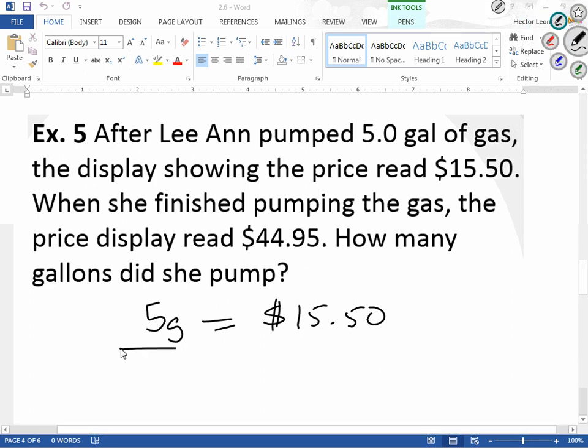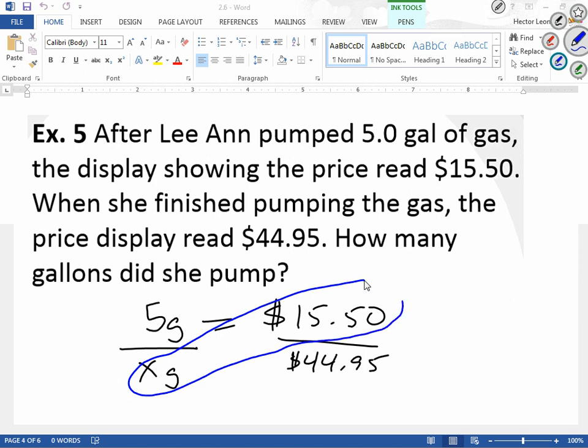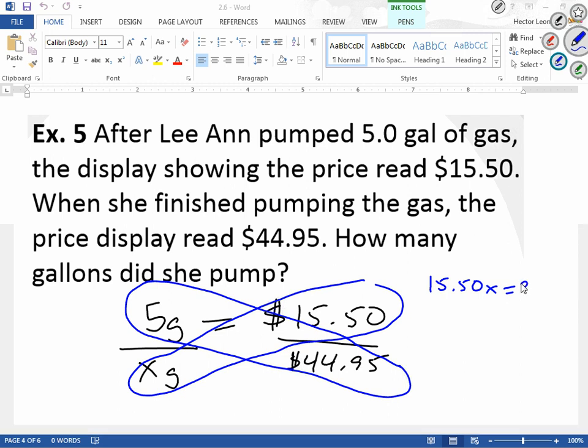I'm going to make this into a proportion, so I'm going to write it as a fraction. I'm going to write X gallons because I have no idea how many gallons. So I'm going to put X because I don't know the price. X gallons equals $44.95. Now let me cross multiply it. Let me cross multiply this way. 15.50 times X just gives me 15.50X. But now this other way, 44.95 times 5 gives me 224.75.